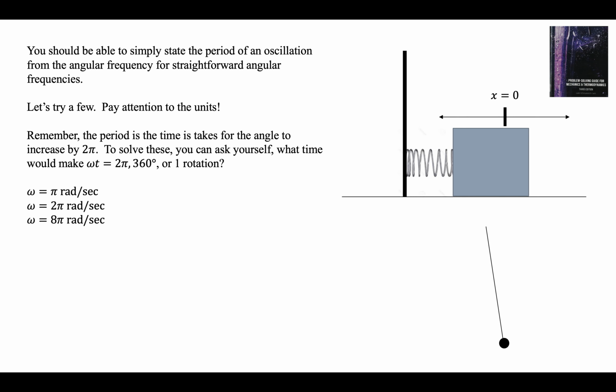8 pi. It goes 8 pi. That's a lot. How many cycles is that? It's 4 cycles. If it goes 4 cycles in 1 second, the time it takes for one cycle is 1/4 of a second. The period is 1/4 of a second.